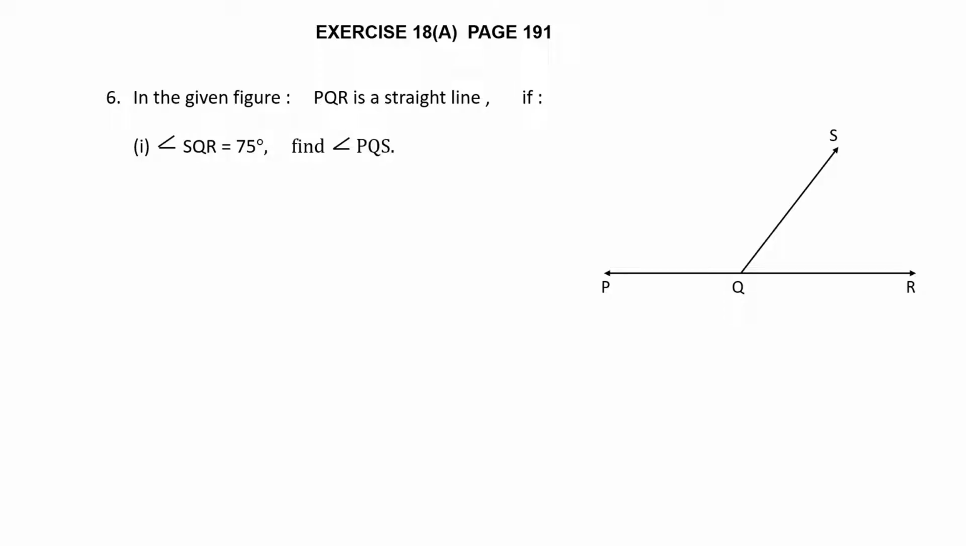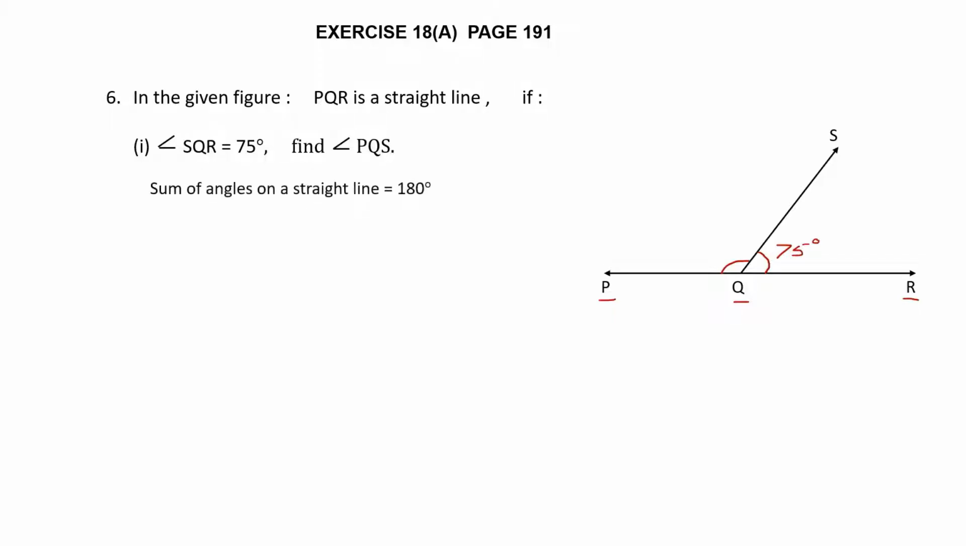In the given figure, PQR is a straight line. Can you see that? P, Q and R form a straight line. If angle SQR is 75, let's see where SQR is. SQR is here. If that is 75 degrees, we have been asked to find angle PQS, which is on the other side.